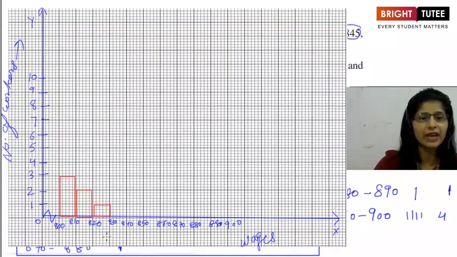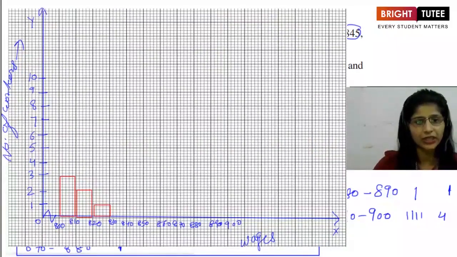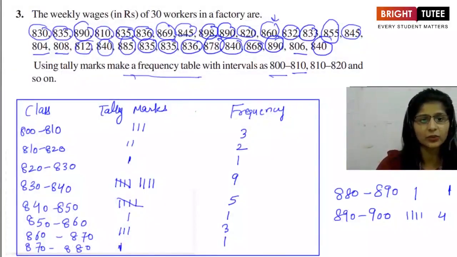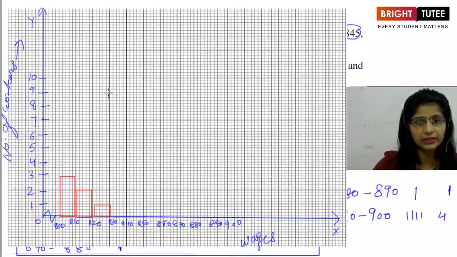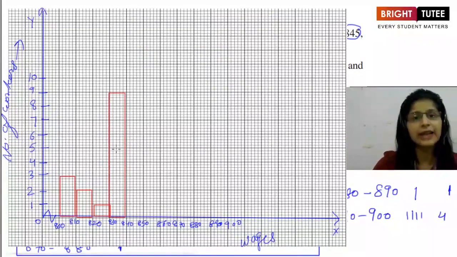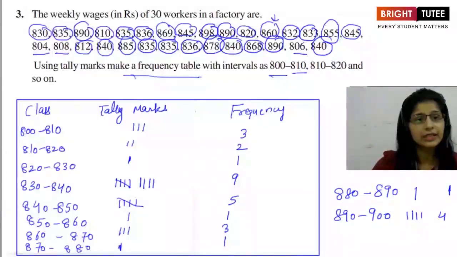Clear? Then we have 830 to 840. How many do we have? 830 to 840, we have 9. Let us make 9. 9 is here, right? So it will be made from here. It is 9. Clear? Then what is the next class?